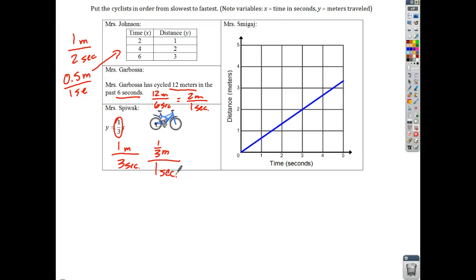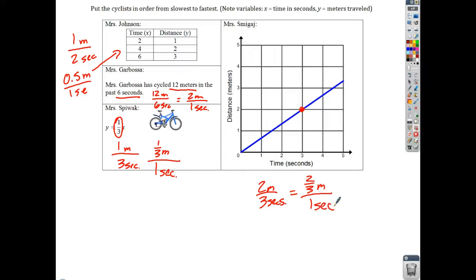Okay, and then finally, Mrs. Smigai, we're looking at this, and I can't really tell. It looks like maybe about 2/3, but let's look here. So in 3 seconds, she goes 2 meters, right? So she's going 2 meters in 3 seconds. Okay, so that's going to be 2/3 of a meter every 1 second.